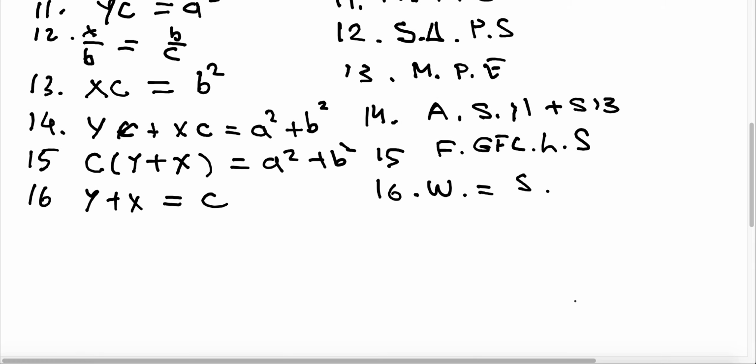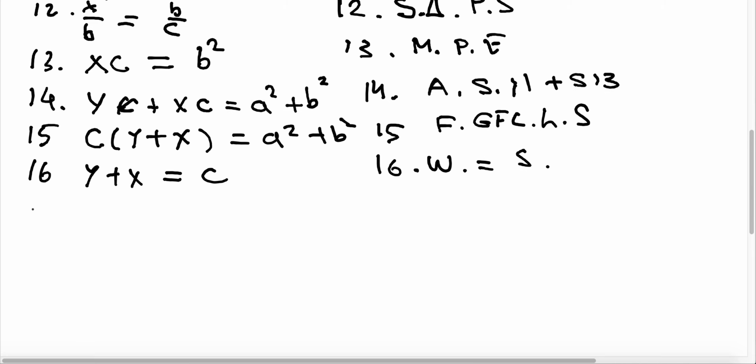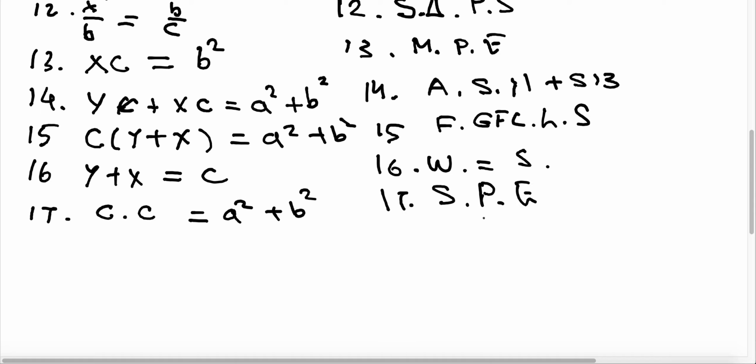Okay. And now what do I have? A 17. In 17, I have here x plus y is equal to c. So now instead of x plus y, we are substituting with c, and we have c times c is equal with a square plus b square. And here we are using a substitution property of equality.